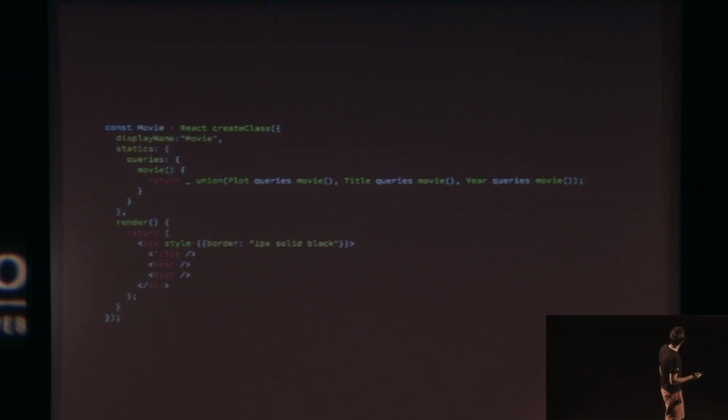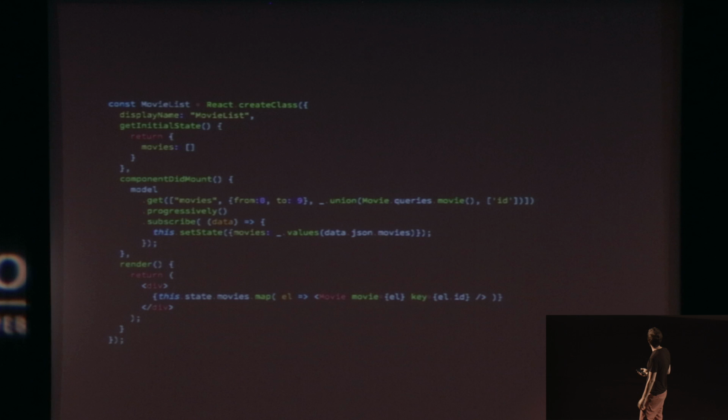We're going to now the movies list, and it's going to have the title, the year, and the plot. And if you look down in the queries, guess what it's doing? It just goes down to its children that it knows it has, and it just grabs all of its queries and just calls an underscore union on them. Pretty straightforward, right? There's no black magic here. There's no mix-ins or anything like that.